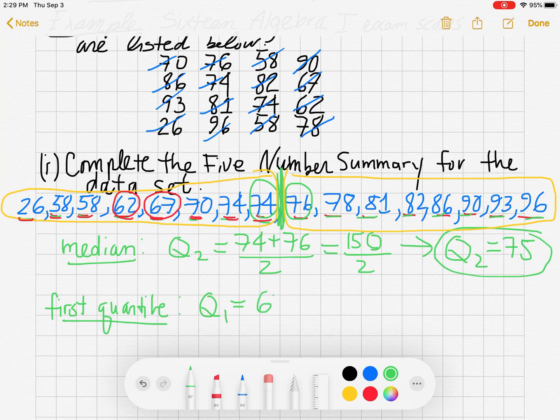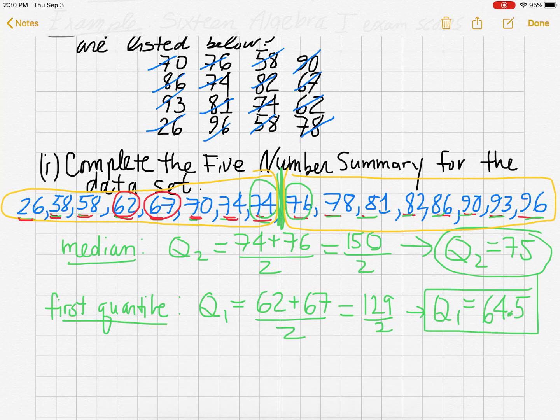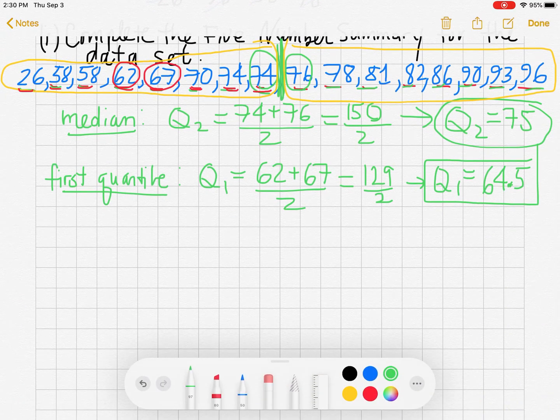So I'm going to do Q1 equals. I'm going to add those together, 62 plus 67, and divide by 2, average them together, right? So you get, what's 129 divided by 2? Get your calculator out for that one. 64.5. Okay, so that's the first quartile. Now we've got to find the third quartile next, right? Median, first quartile, and now the third quartile.